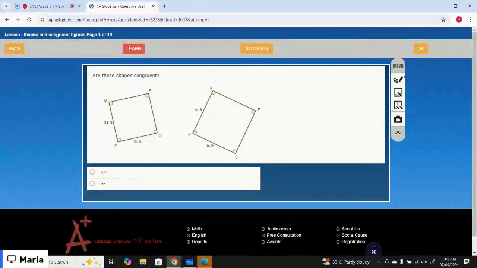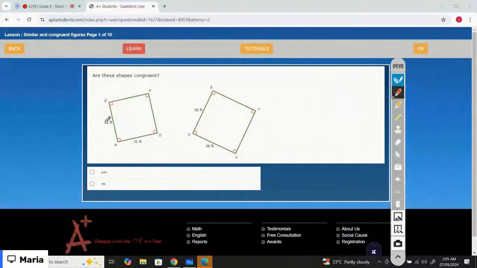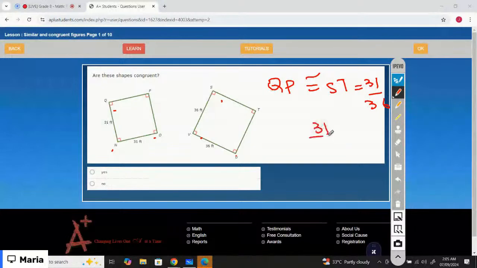Are these shapes congruent? We are going to see if the shapes are congruent. Angle Q is congruent to angle S, angle P is congruent to angle T, angle N is congruent to angle E, and angle O is congruent to angle U. Just look at the sides. QP and ST: QP is 31 and ST is 36. Because they are squares, all the sides are equal, so all the sides have the ratio 31 by 36. So yes, they have the same ratio. That means the shapes are congruent. The correct option is yes.